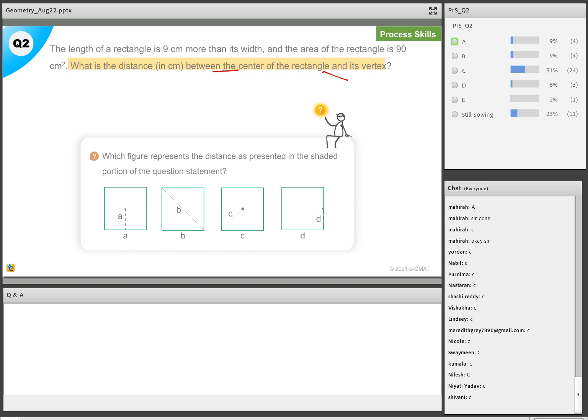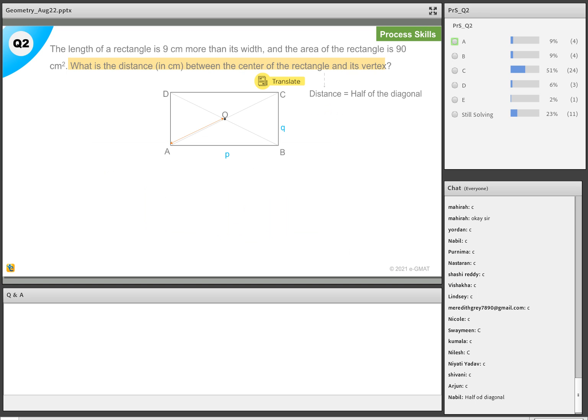We are looking for choice C, right? So we need to calculate the distance from this central point to this point over here. Absolutely, diagonal. Nabil tells me half of diagonal. Absolutely correct. Okay, so let's move on to the question, and now let's understand that we need to calculate the distance, which is half of the diagonal. That's the translation phase that Nabil already helped us with.